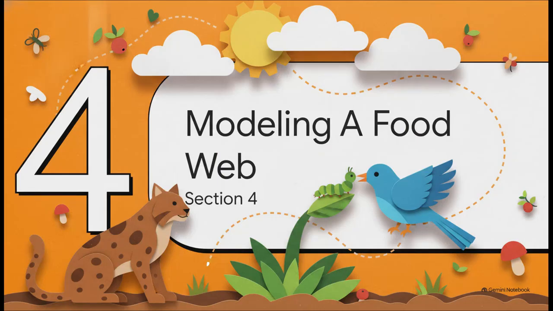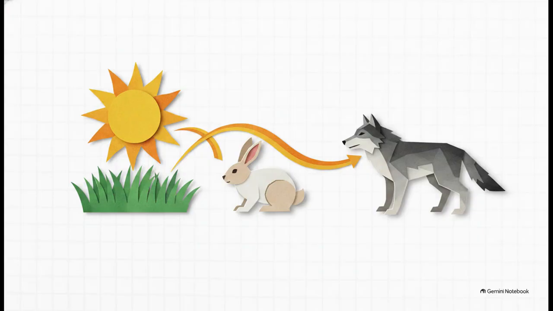Okay, now that we know all the ways animals interact, through predation, competition, and symbiosis, let's look at a concrete case study. Section 4, modeling a food web. Imagine a super simple, perfectly balanced ecosystem containing just 3 parts. First, we have a producer, like grass, which creates its own energy right from the sun. Second, we have a herbivore, let's say a rabbit, which eats the producer to survive. And third, we have a predator, like a wolf, which eats the herbivore.